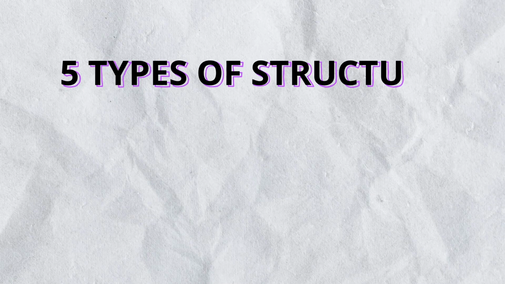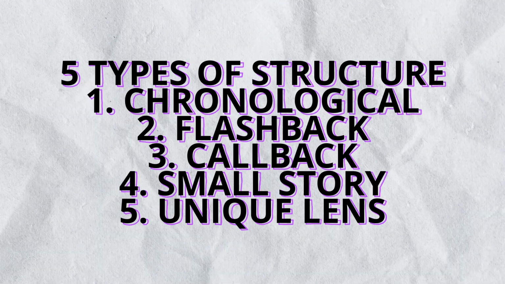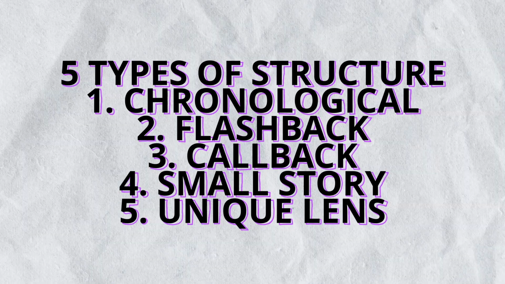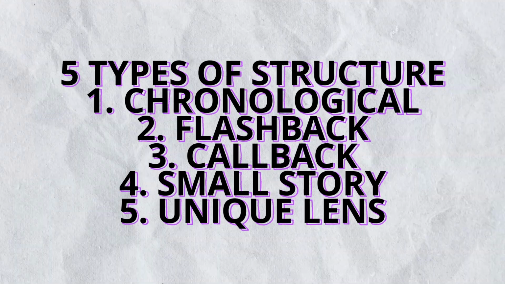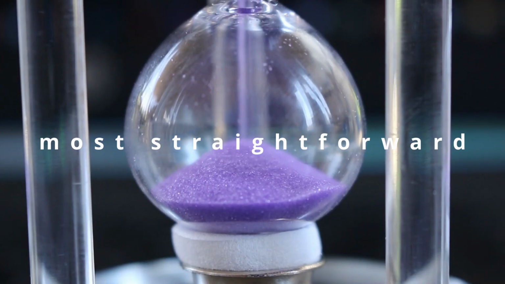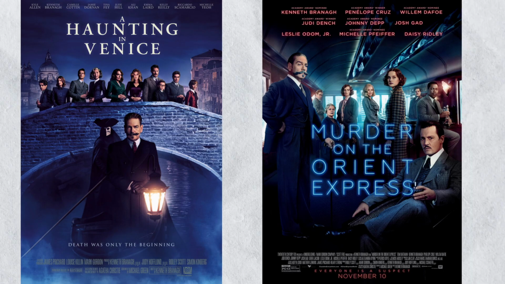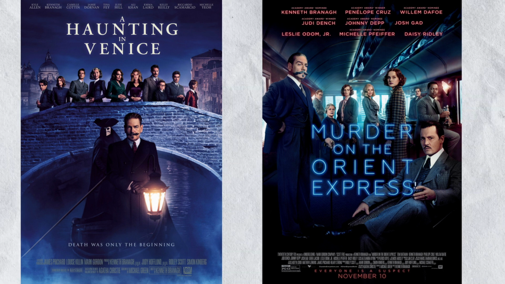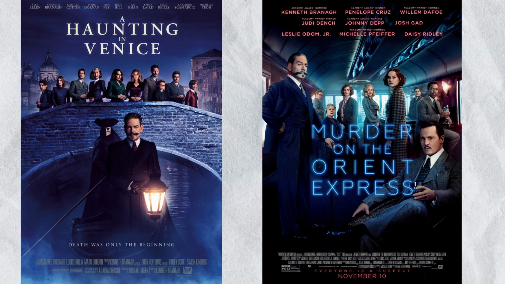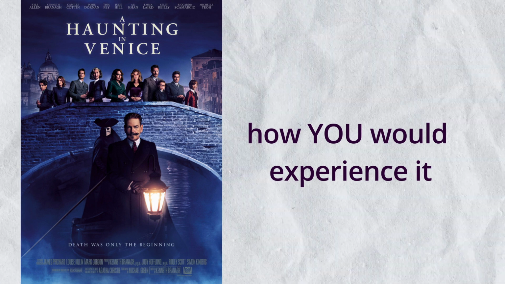Structure. Now it's time to structure the story. There are 5 clear types of structure to a story. It's very similar to movie structure. Next time you watch a movie, identify which structure is being used. The first way is chronological. This is definitely the most straightforward way to tell your story. It works best, especially if you have a twist that you do not want to reveal, like a whodunit or a mystery novel. It takes the audience through the story as how you, the storyteller, have experienced it.